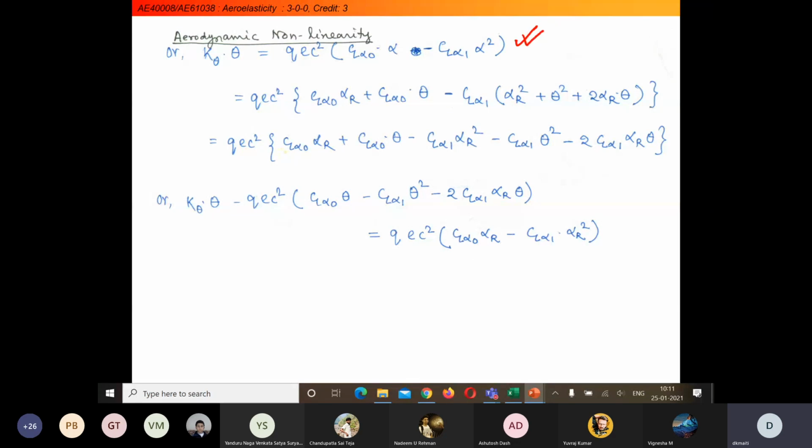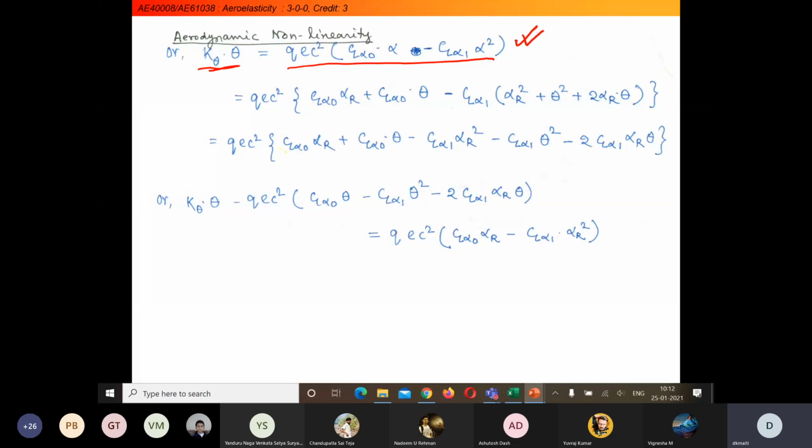Only I have considered nonlinearity in the aerodynamic theory. So you get the equilibrium equation: k theta into theta is equal to q e c square, where q is the dynamic pressure, e is the eccentricity, c is the chord length, multiplied by Cl alpha naught into alpha minus Cl alpha 1 into alpha square. Now, just substitute the value of alpha in this equation.